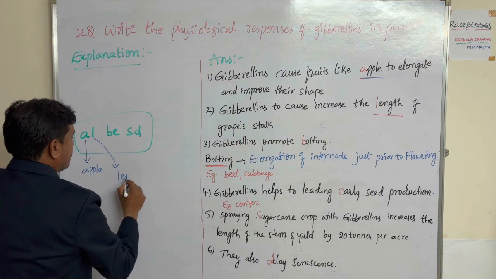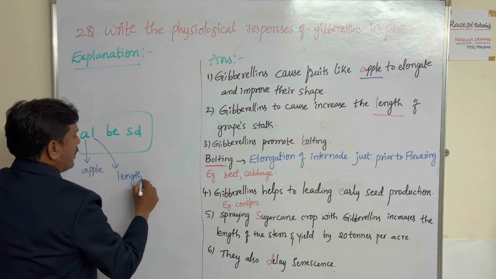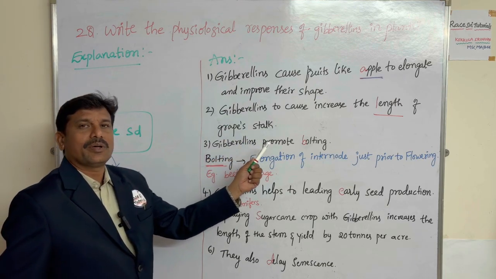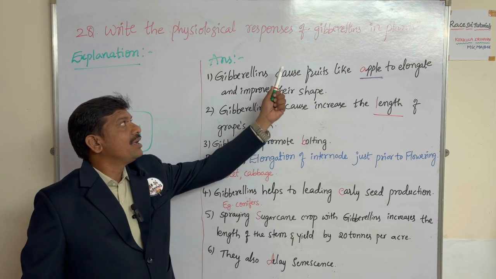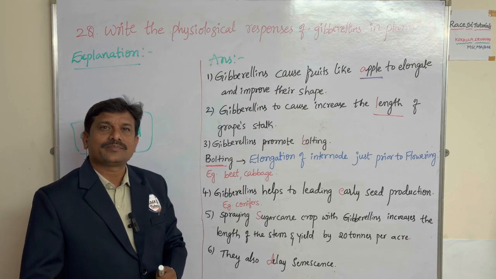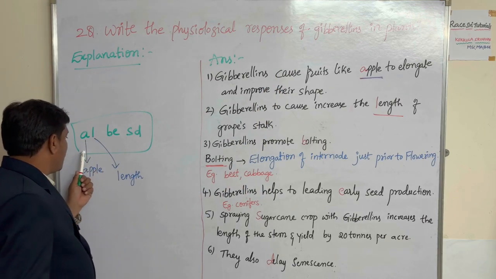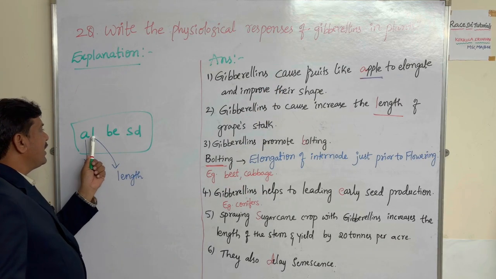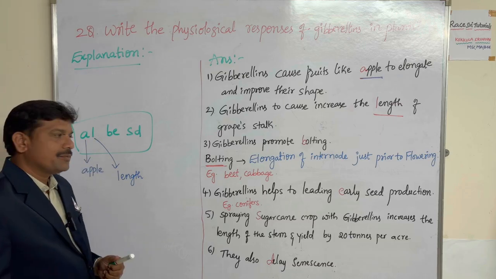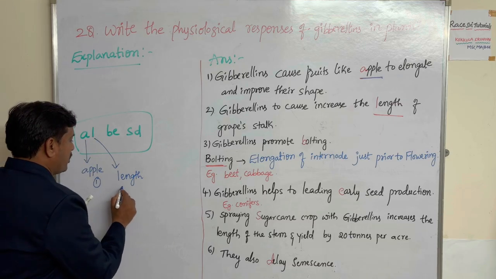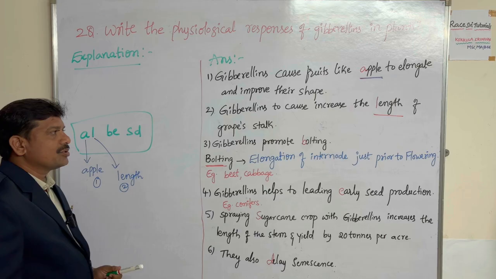Length. So the length of the grape stalk is very useful. What is that? Gibberellins. So A is apple elongation, L means length of grape stalk. First point completed, second point also completed. Now I'm going to say the third point.